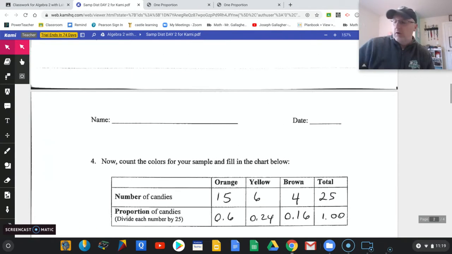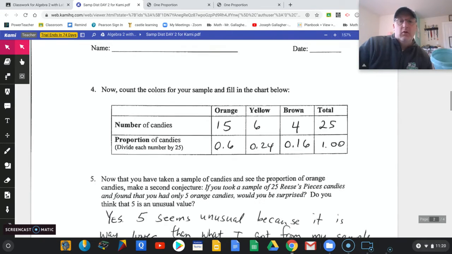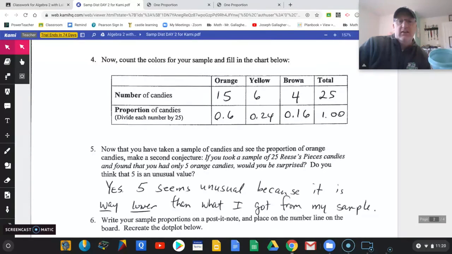Now, I did this morning. That's right here and here. And what I got was 15 were orange, 6 were yellow, and 4 were brown. That's 25 total. And then my proportion would just be, because there's 25 in the cup, I did 15 divided by 25, which gave me 0.6. 6 divided by 25 is 0.24. 4 divided by 25 is 0.16. And 25 divided by 25 is 1. So you can see these add up to 25. These add up to 1. So we have everything accounted for.